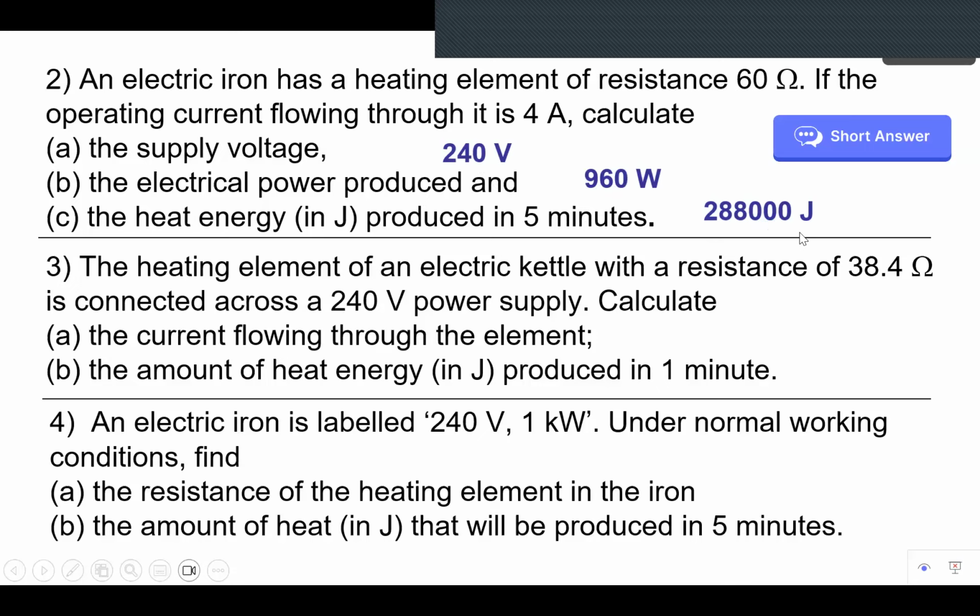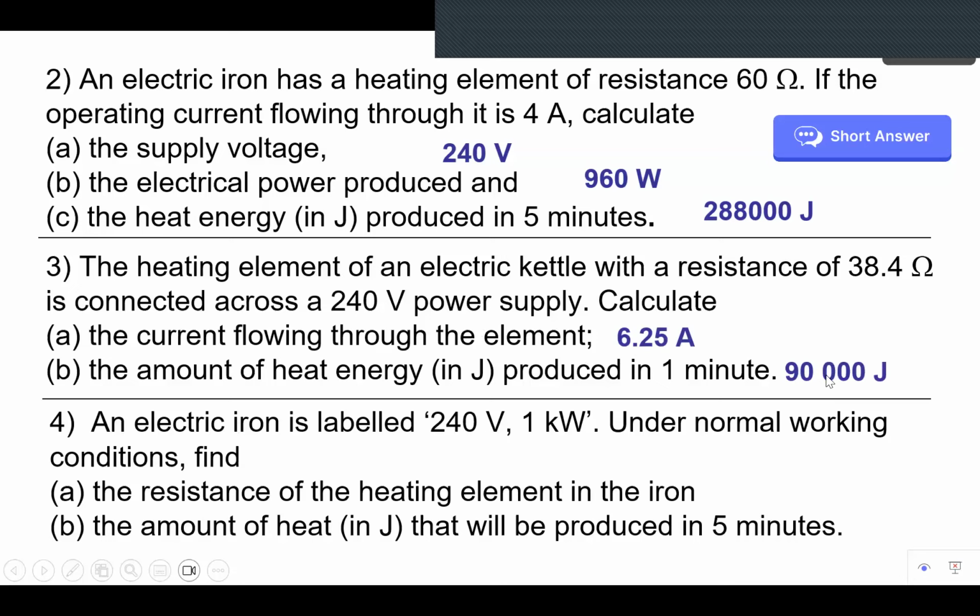For the next question, I have a resistance of 38.4 ohms connected across a 240 volts power supply. Calculate the current. So I'm going to use I equals V over R. So it's 240 divided by 38.4. I should be able to get 6.25 ampere.